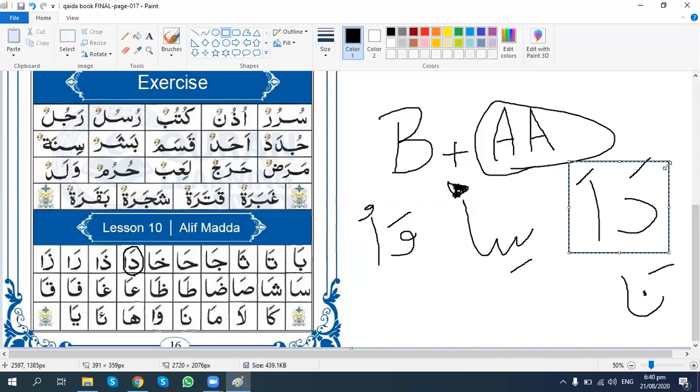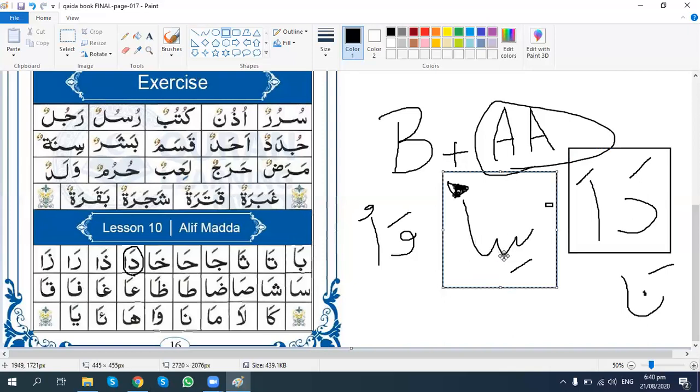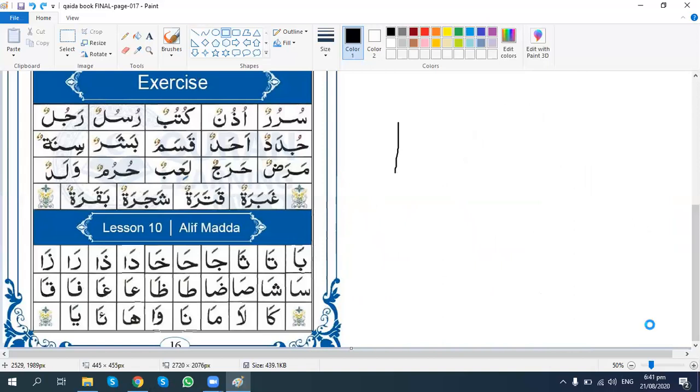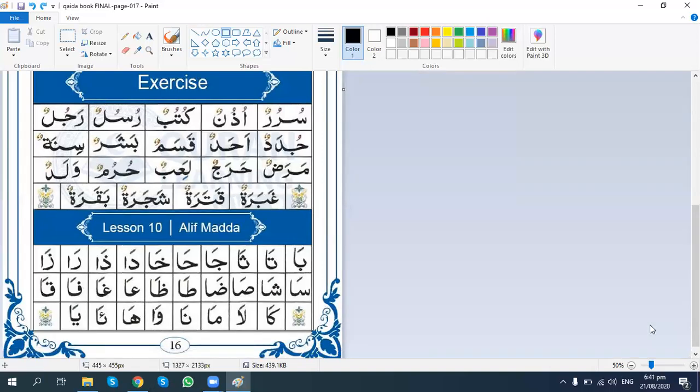So he can check. The previous letter has fatha, but alif also has a fatha. But what we need is that alif has no sign. So this is wrong. So now you can ask whether this is alif madda or not. Again he will check. If your student gives you the right answer, that means he understands alif madda perfectly. Otherwise you have to recall, and you have to give some more examples about the alif madda.